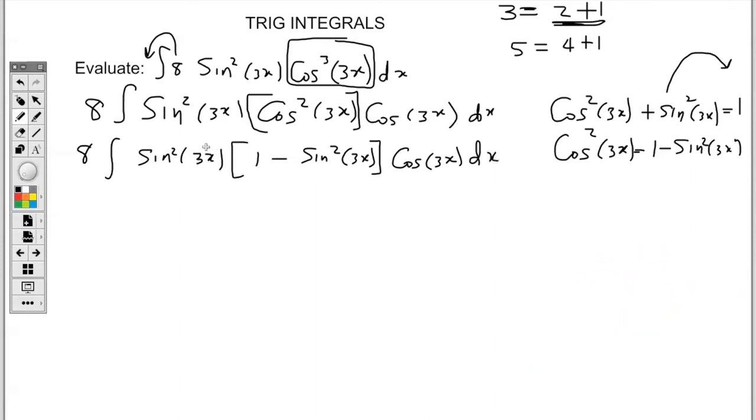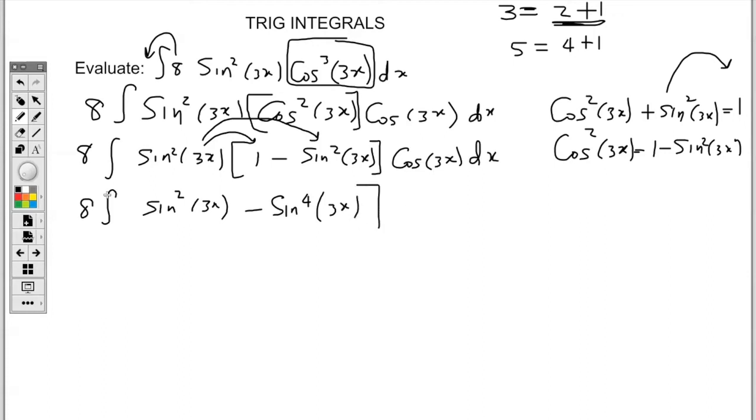Now I will be expanding here. So sine square 3x times 1, sine square 3x times minus sine square 3x. So I have 8 integral sine square 3x times 1, that's sine square 3x. And sine square 3x times minus sine square 3x would be minus sine raised to the power 4. So we add the power 2 plus 2, and that gives me 4. A little bit of indices happening.